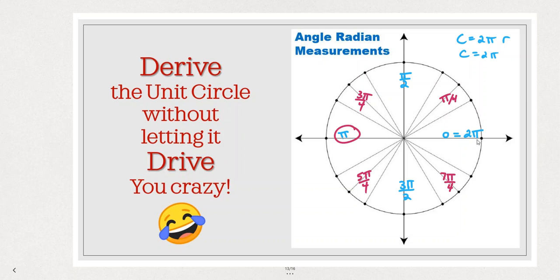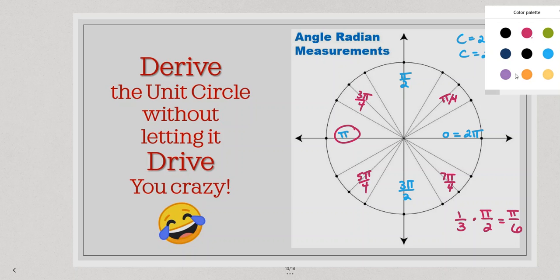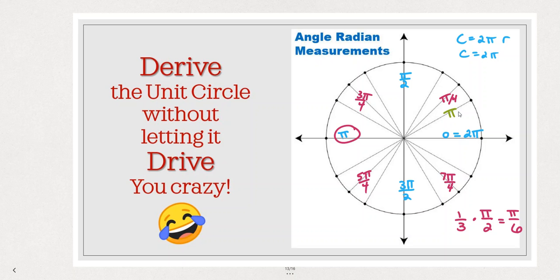Now if I went a third of the way, 1/3 of pi over 2, 1/3 times pi over 2 would give us pi over 6. Let me switch colors here, and I'm going to use a nice bright green. And we'd see that this green angle here is going to be 1/3 of pi over 2 radians, so pi over 6 radians. 2/3 would be 2 pi over 6, but when I reduce 2 pi over 6, I get 1/3, or pi over 3.